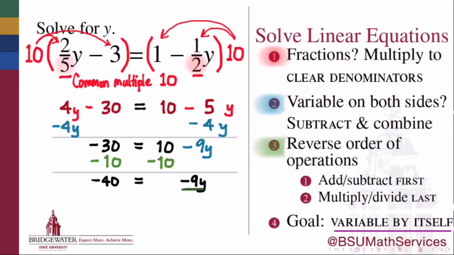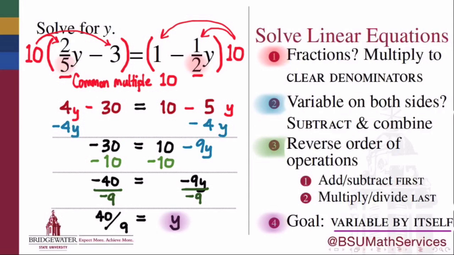To finish getting the y by itself, we then need to deal with that negative 9 by dividing both sides by negative 9. Finally, we'll simplify what's on the left-hand side by removing the negative signs and realizing that 40 over 9 is actually the simplest form for that fraction. And then realizing that because we have gotten the variable y by itself on one side of the equation, we have completed the solution of this linear equation.